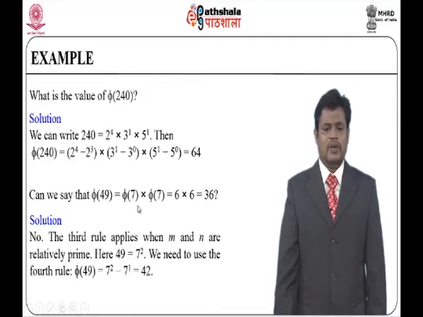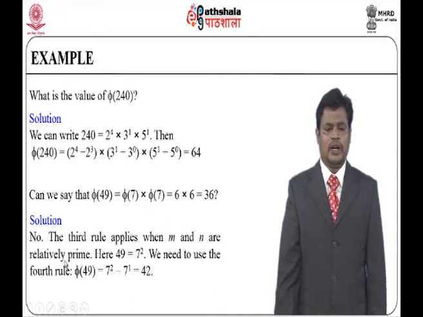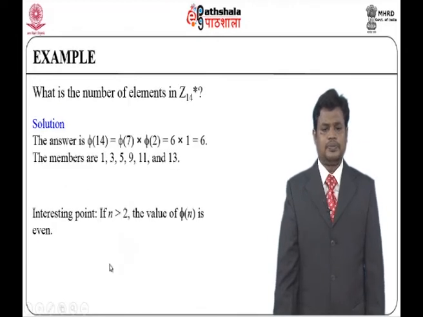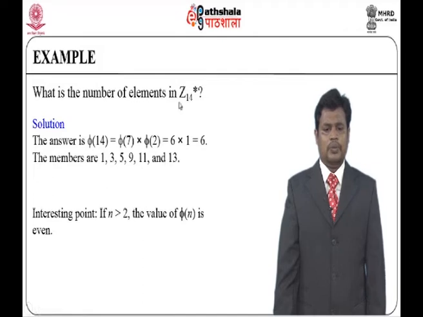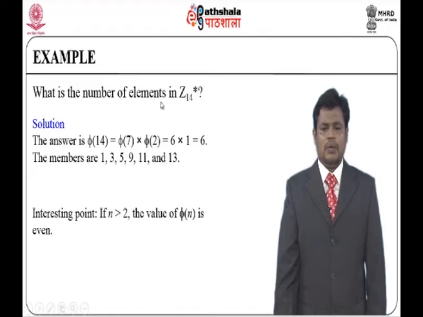So the Euler totient function for 49 is not 36, it is 42. Whenever you apply a particular rule, you must know its conditions. If I am applying the third rule, I should ensure that the numbers are relatively prime. Now, according to the Euler totient function, we know how many values there are, but what are the values? That is what is given as an example: what is the number of elements in Z14? In this group, how many elements are there with the help of Euler's totient function?